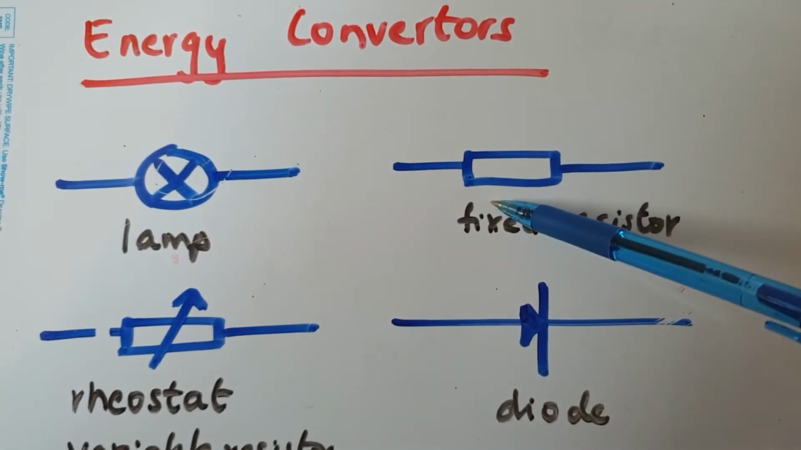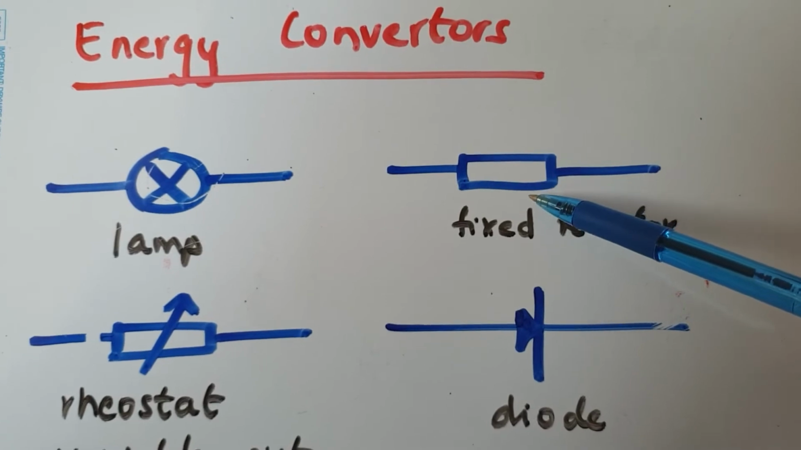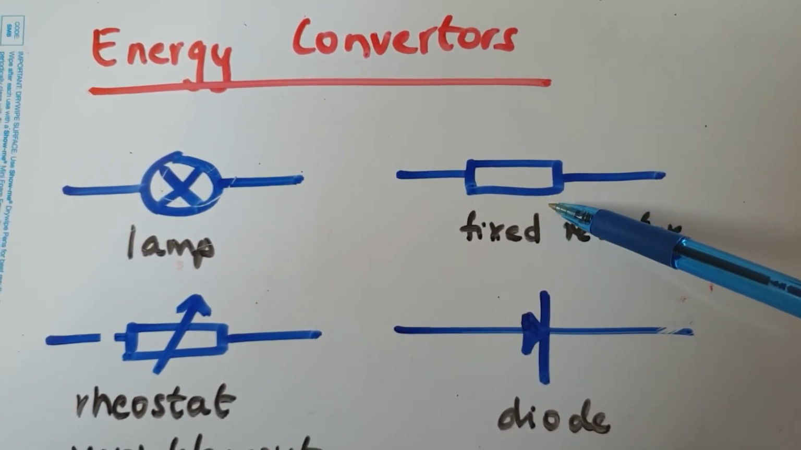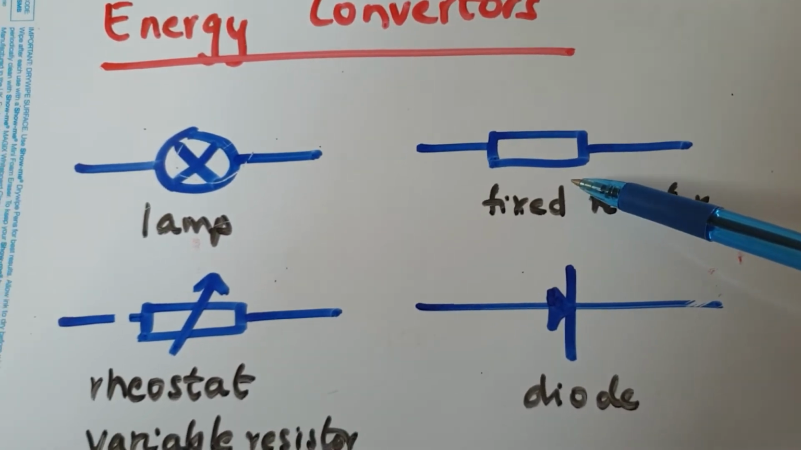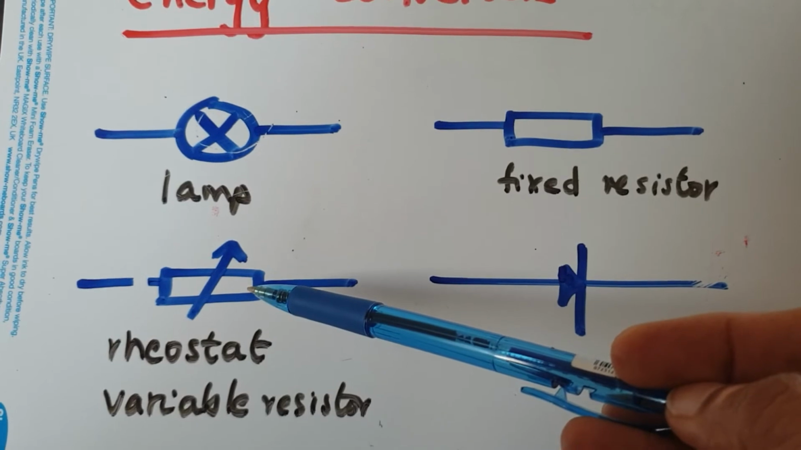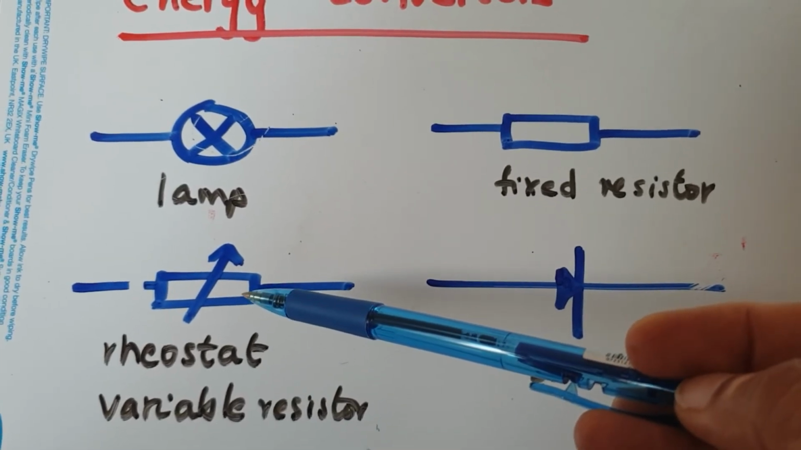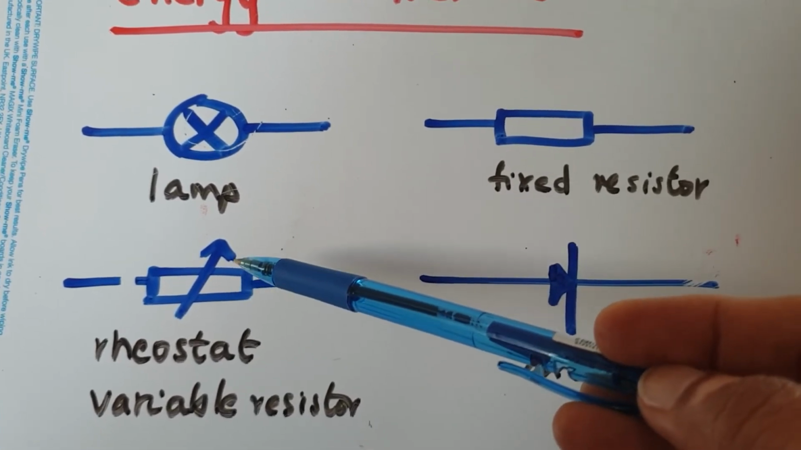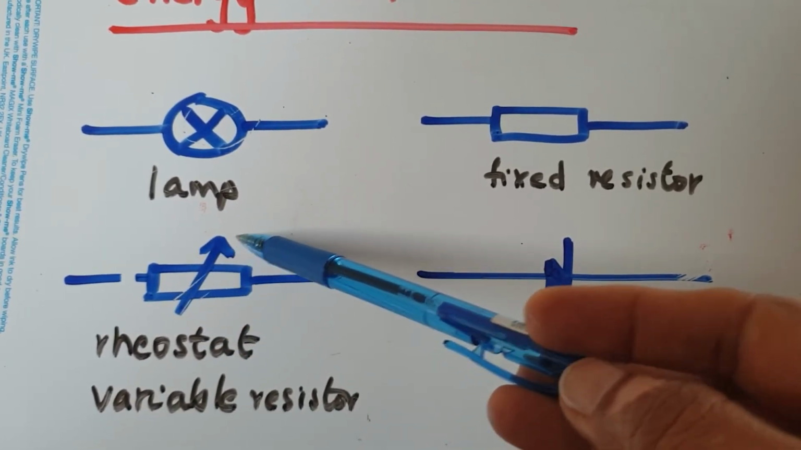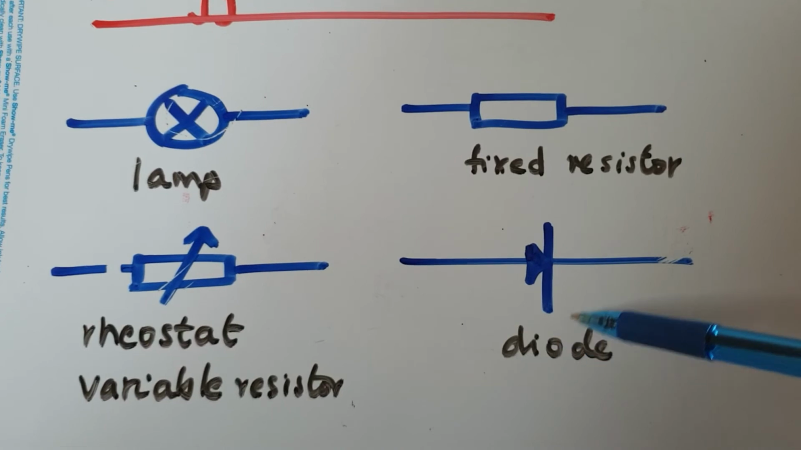You have what's called a fixed resistor. That means its value stays the same, and that's a symbol for it. Resistors convert electrical energy to heat energy. We have what's called a rheostat or a variable resistor. It's got a sliding thing on the top where you can change the resistance. So anything that you can change often has an arrow.